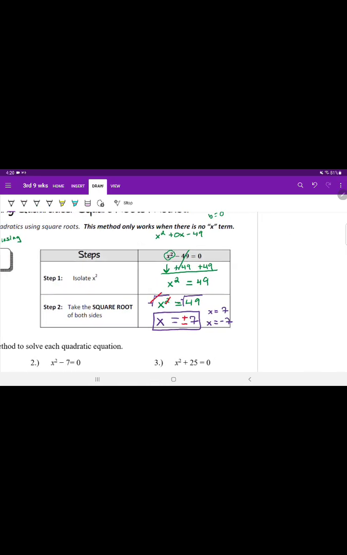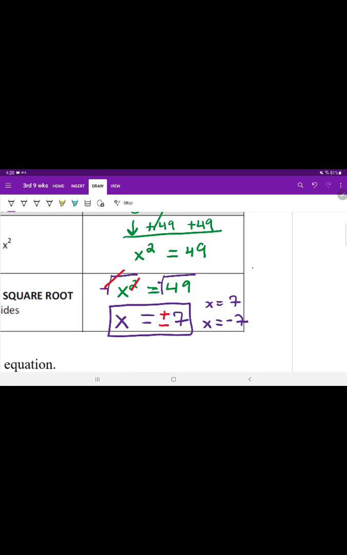So a little bit as to why we're doing that. When we take the square root of 49, we don't know what the original x is. So if we take 7 and we square that, that gives us 49. If we take a negative 7 and we square that, that also gives us a 49. We don't know which one. So that's part of the reason plus or minus 7 takes care of both of those issues.